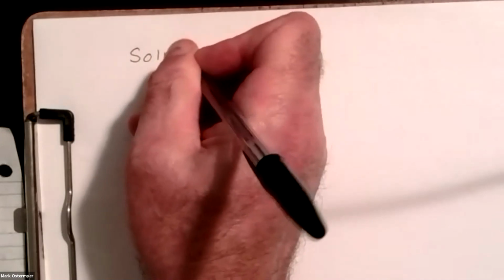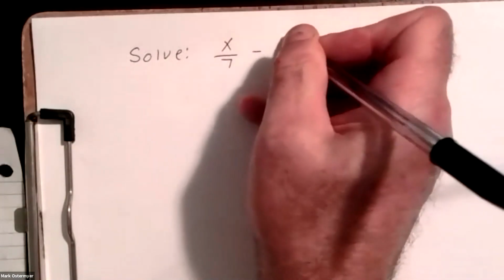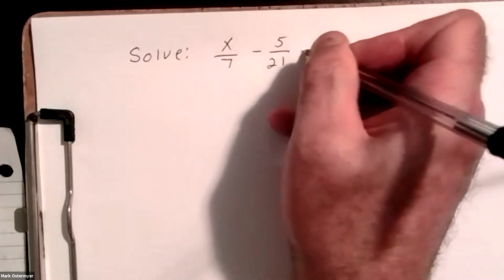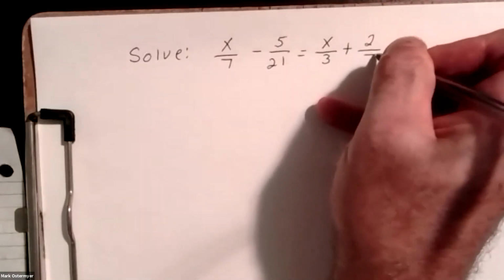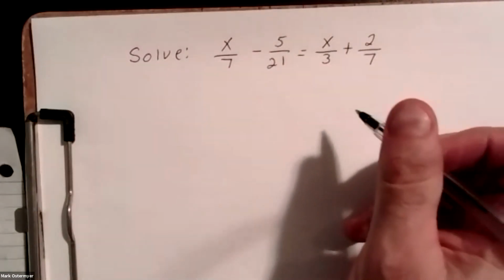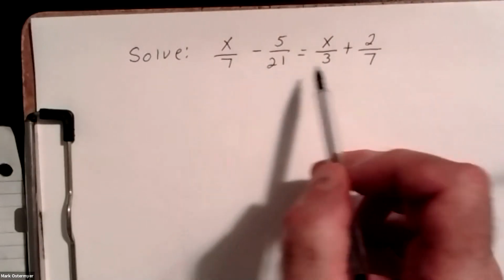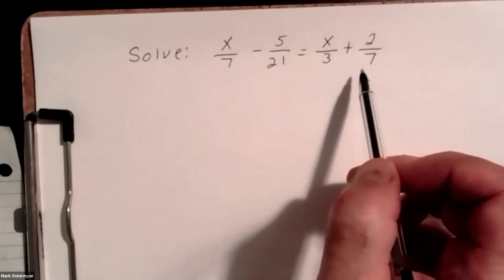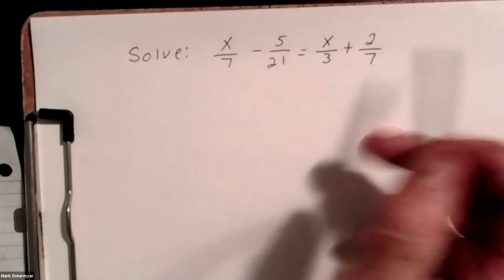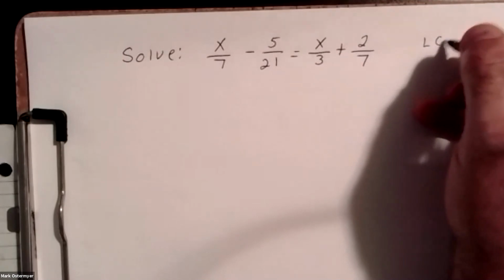Ladies and gentlemen, what happens if we have an equation that has a bunch of fractions in it? X over 7 minus 5 over 21 equals x over 3 plus 2 over 7. This equation here, what makes it messy is that we have fractions everywhere. But you know what? There's a trick for knocking out fractions. The trick for getting rid of all these fractions is to multiply both sides of this equation by the least common denominator of all your denominators.